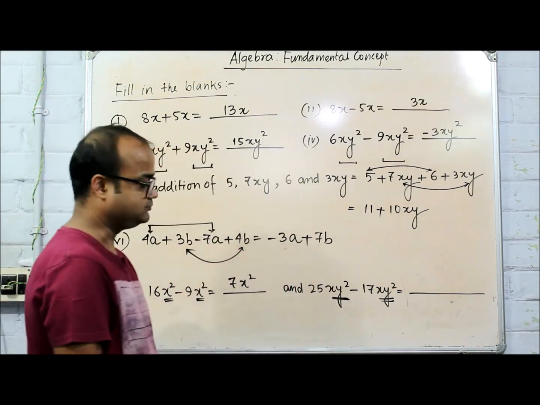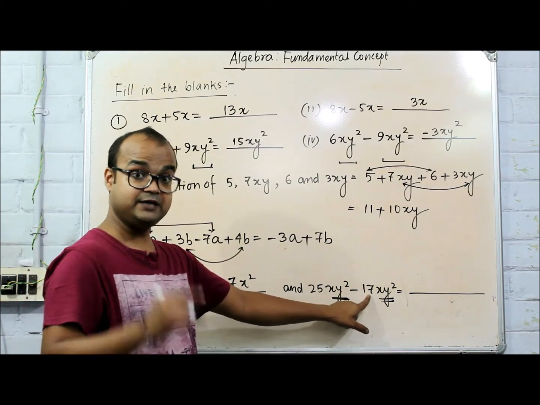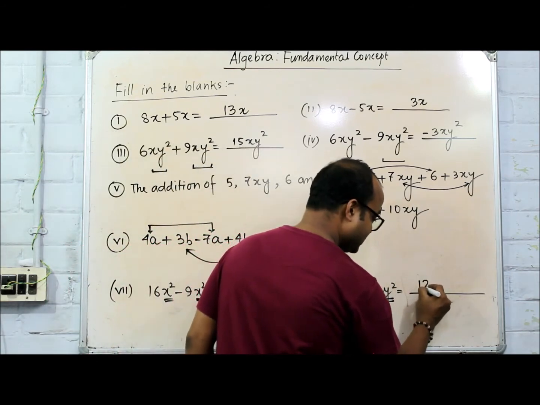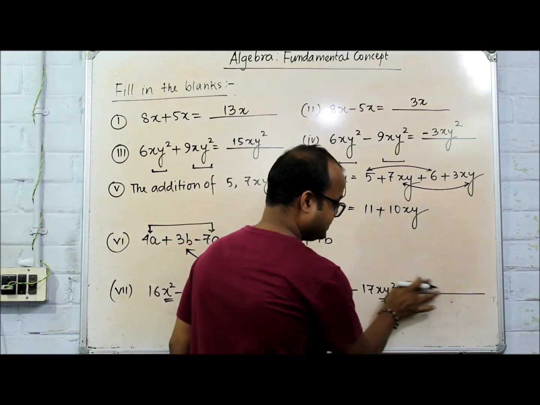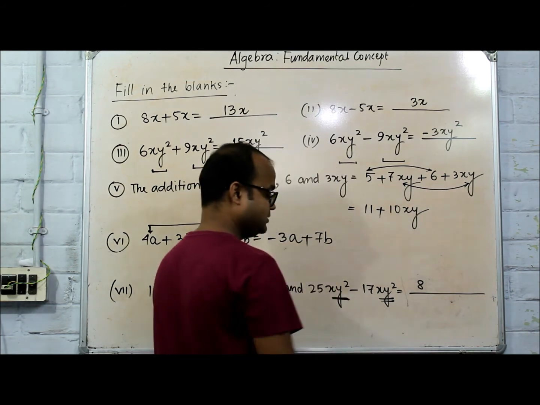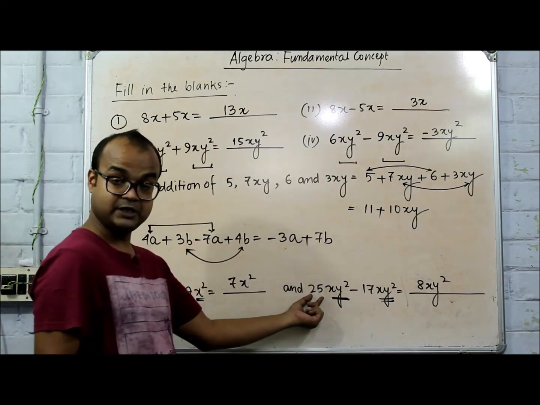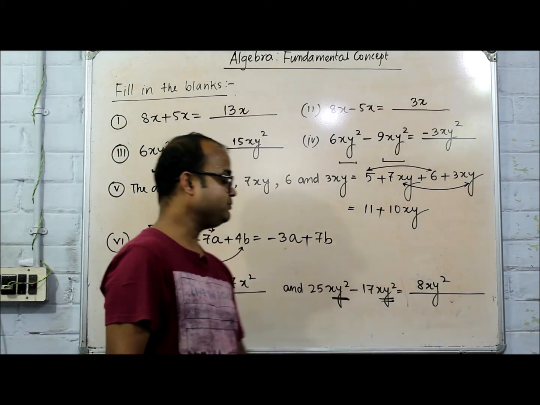xy square, like terms. 25 minus 17 is equal to 8xy square. 25 is bigger in magnitude, positive sign, so the result will be positive.